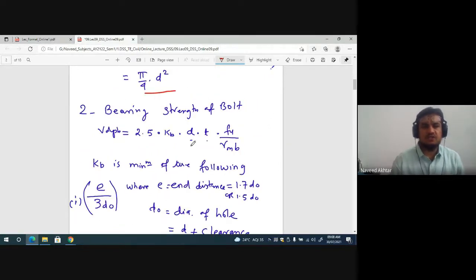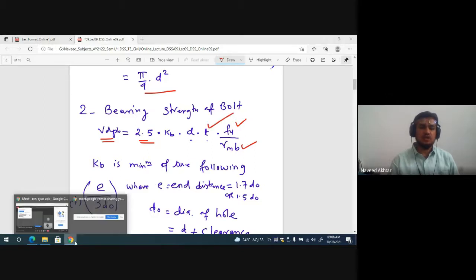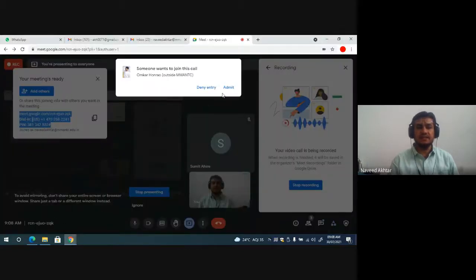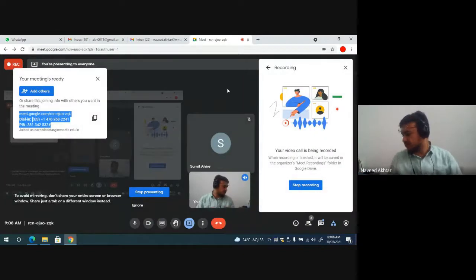Similarly, bearing strength of bolt we have to find, and that is VDPB. VDPB is given as 2.5 times Kb d t fu by gamma MB. Here fu is the ultimate stress of the plates, gamma MB the partial safety factor for the material, and t is the thickness of the thinner plate.